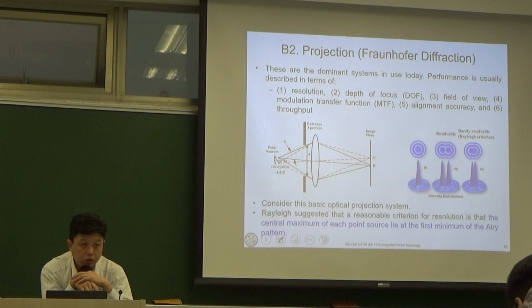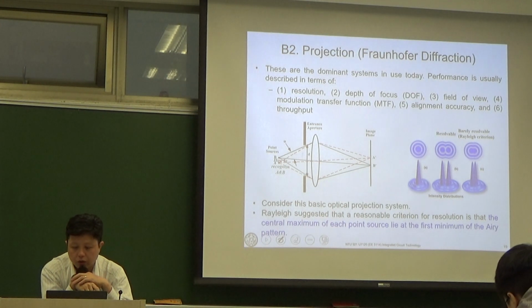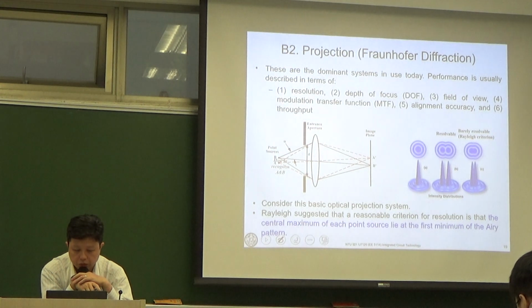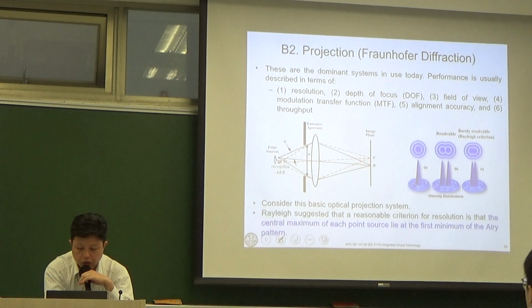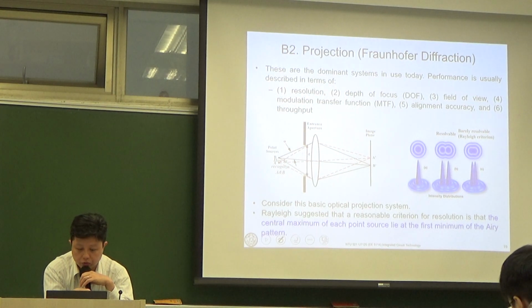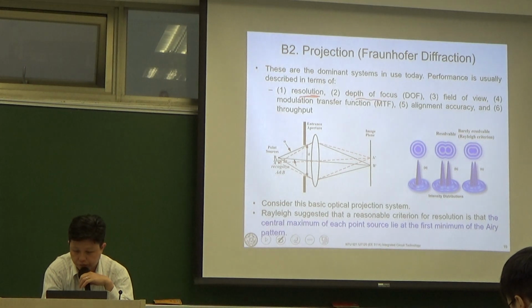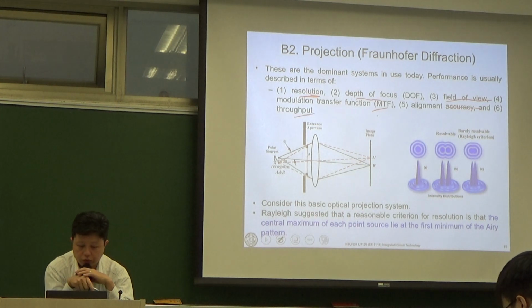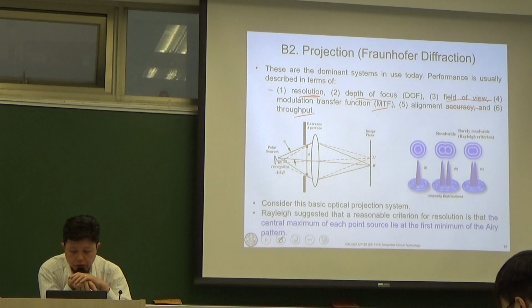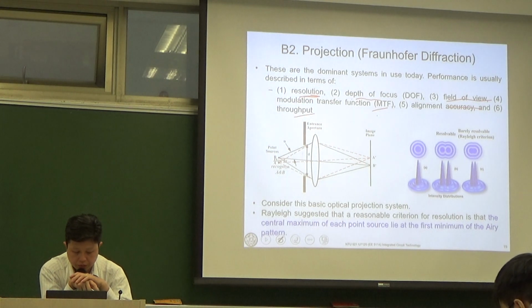In the projection systems, we have this Fraunhofer diffraction dominance. So in that case, we will consider several things that will affect your final result. The first one is your resolution and depth of focus, and field of view, and this MTF, modulation transfer function, and alignment accuracy and throughput. Okay, so we need to consider these six parts.